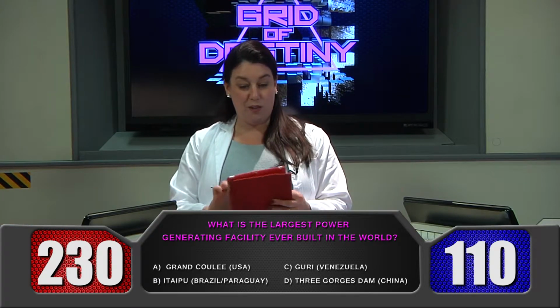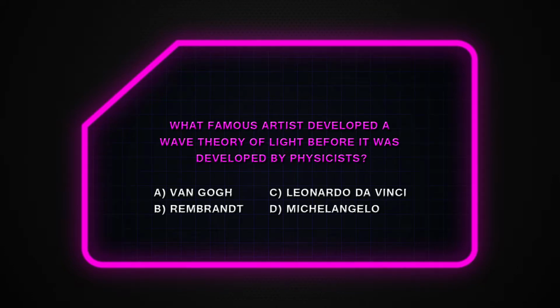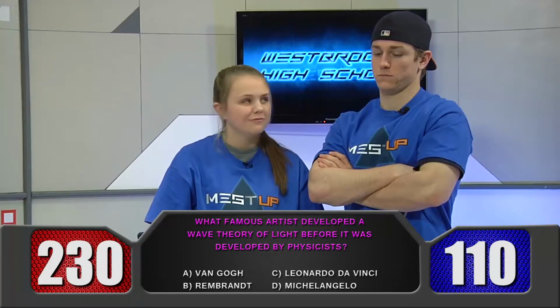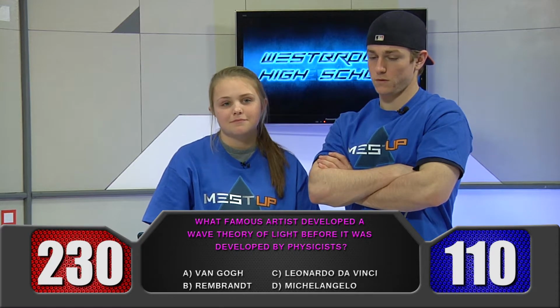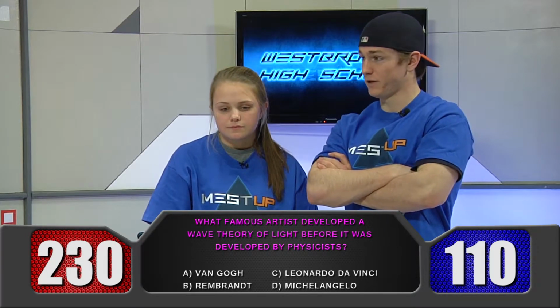And last one, 25 points for engineering. What famous artist developed a wave theory of light before it was developed by physicists? A, Van Gogh, B, Rembrandt, C, Leonardo da Vinci, or D, Michelangelo? I'm going to guess. Blue team. I'm going to say C, da Vinci. And you would be right.